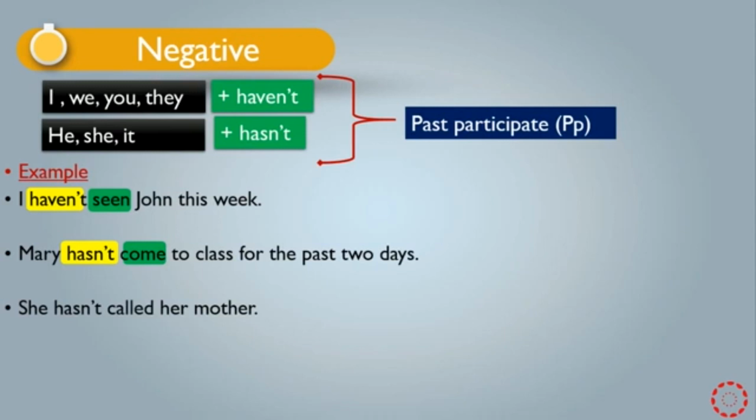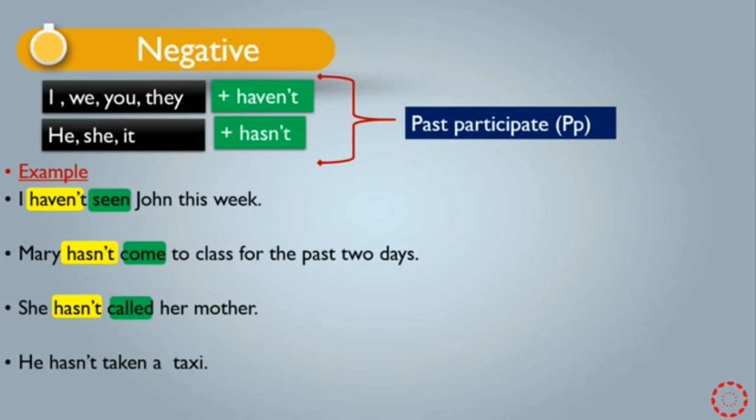Another example, she hasn't called her mother. Hasn't called. As you look here, we have called, and this one becomes past participle by ed. So we have two types of verbs, regular verbs and irregular verbs. If our verb is regular, it becomes past participle by just adding ed to the end of the verb. But if it is irregular, we have to know or change the structure of the verb, like come or see or go.